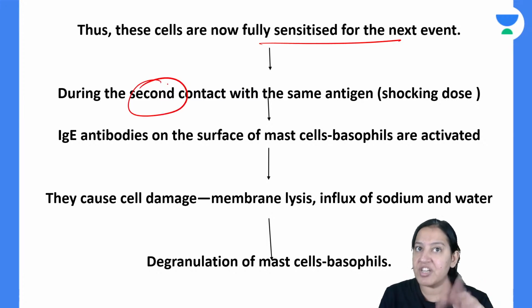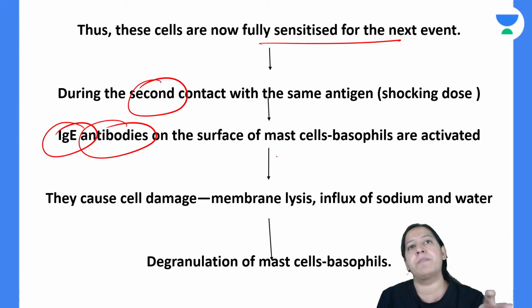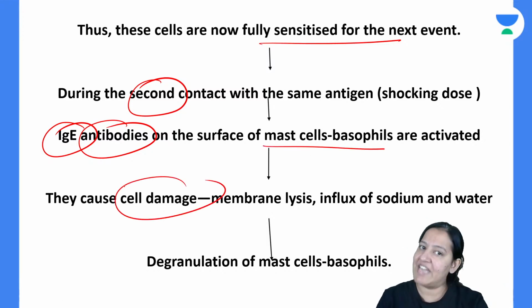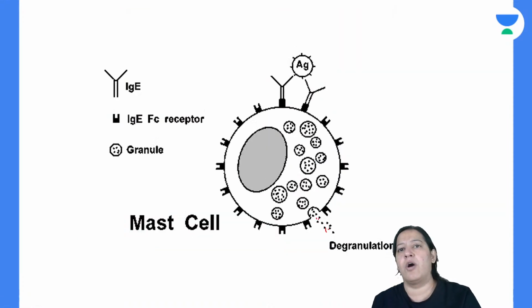Now when the same antigen comes a second time, it will bind to the IgE antibodies which are present on the mast cell. So the mast cell will be damaged. It will cause degranulation. Can you see the granules coming out? When the antigen is binding on the antibody, granules are coming out.